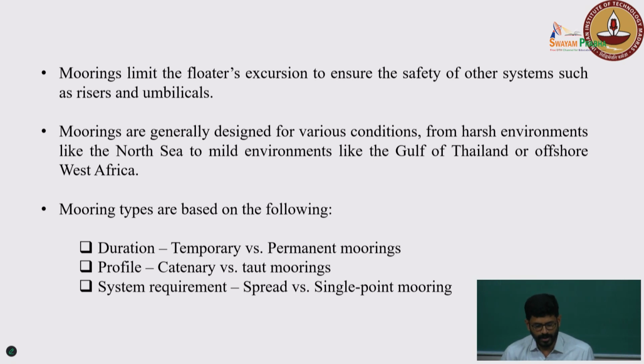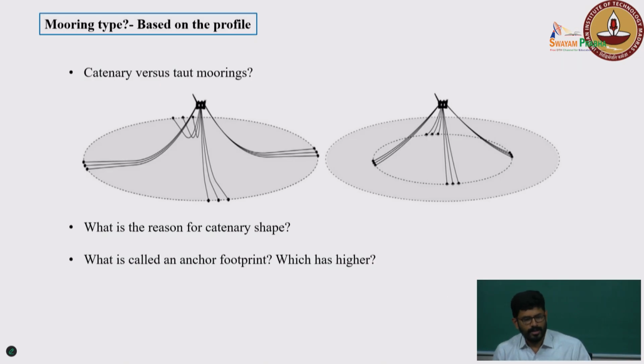Right? Profile wise, we have the catenary and the taut, and also there is one more, semi taut. System requirements as well, the spread and single point mooring. So mooring type based on the profile, you can see catenary versus taut moorings. For shallow waters, much of the time you see a catenary mooring, right? So when you have a floater, there is a set of lines running from your floater to the seabed.